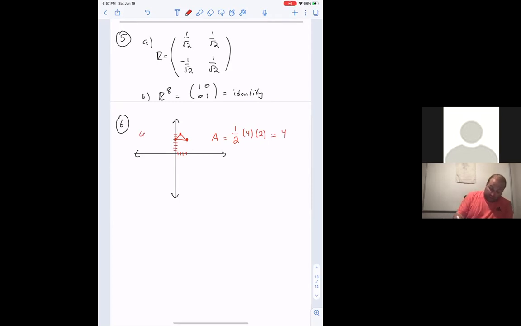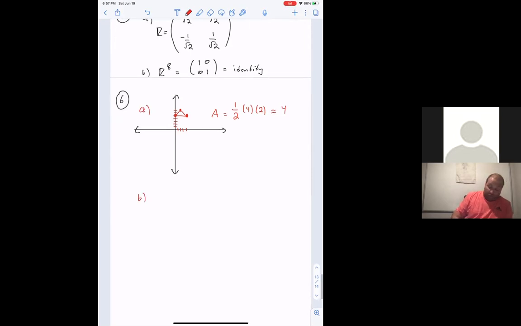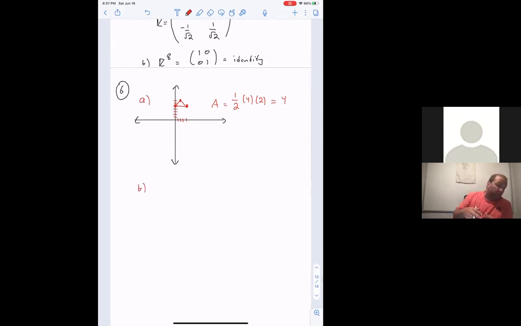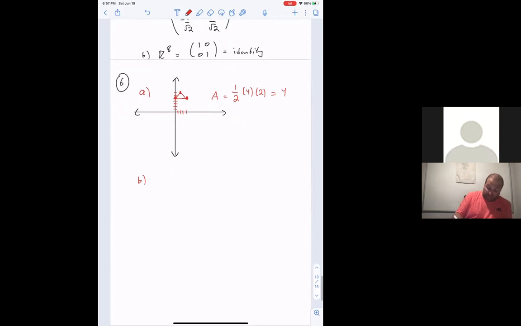Now, that was part A. Part B says, use the result that the area of the image is equal to the absolute value of the determinant of the transformation matrix times the area of the original object, which is that bubbled formula that I gave you at the end, to find the area of the image after the following 2 possibilities. 1, vertical stretch with a scale factor 2.